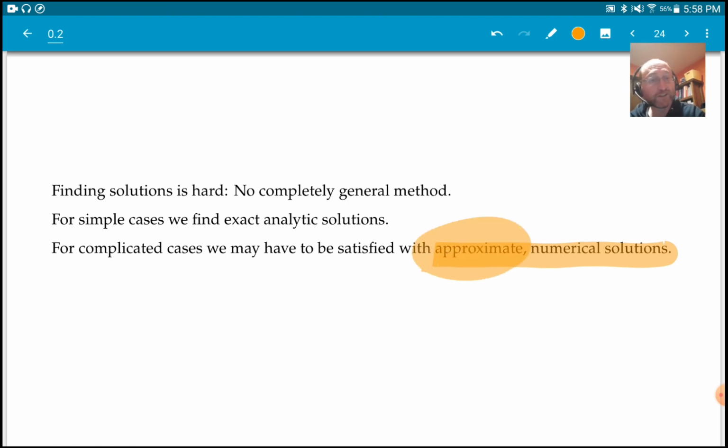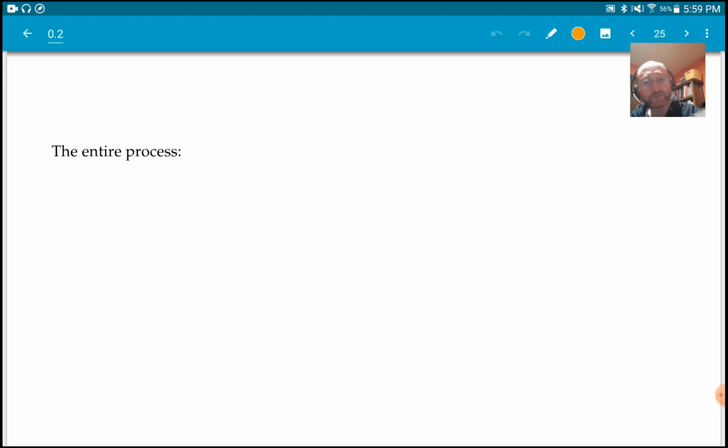How approximate, right? If you're getting something approximately, you really want to make sure how close it is to the real solution. But basically, that's what we would be left with in a lot of cases. But if we can, we should try to find these nice analytic solutions, and that's what we're going to spend most of the time on in this course.